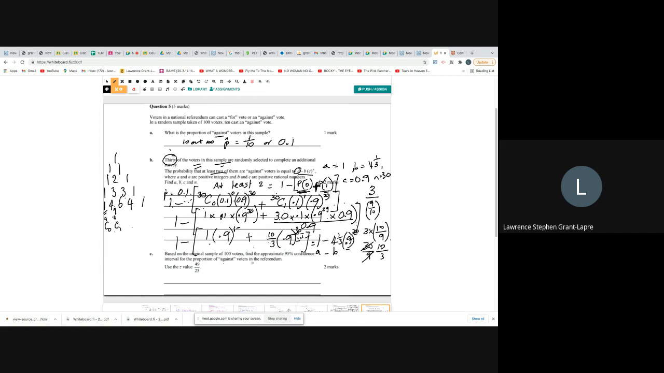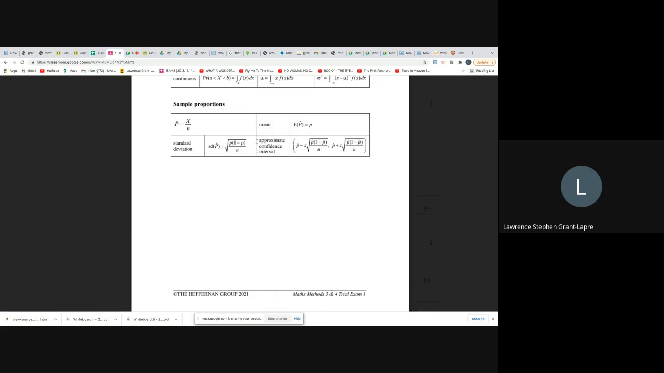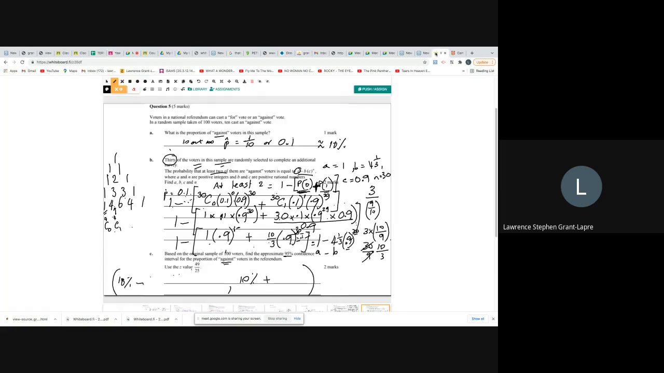Based on the original sample of 100 voters, find the approximate value of the interval for the proportion of against. Now we've got approximately 10%, but that's going to be 10% plus and minus, and we're going to get an interval. Let's go to the formulas that you're given. The interval is p, which is 10%, minus z, times the square root of p, the proportion probability, again 10%, times 1 minus 10%, over n, which is a sample size of 100. So we'll use z of 49 over 25.